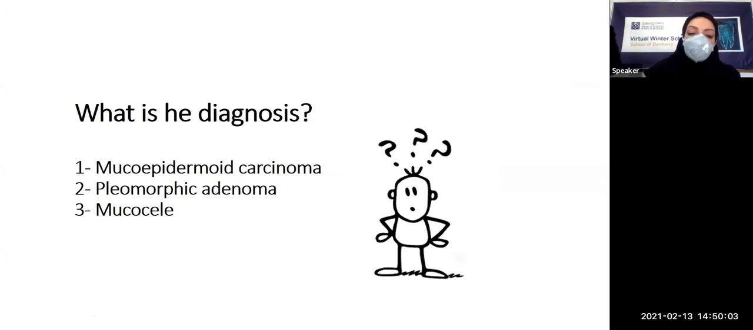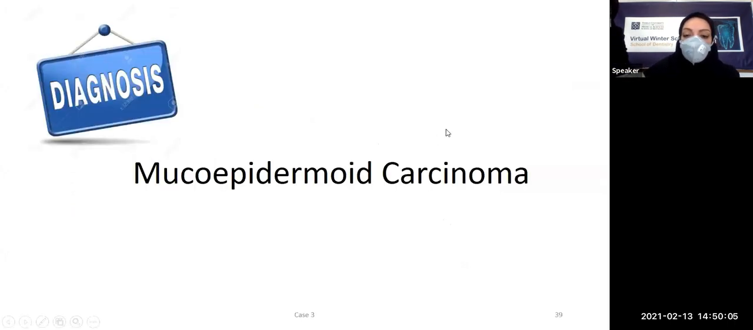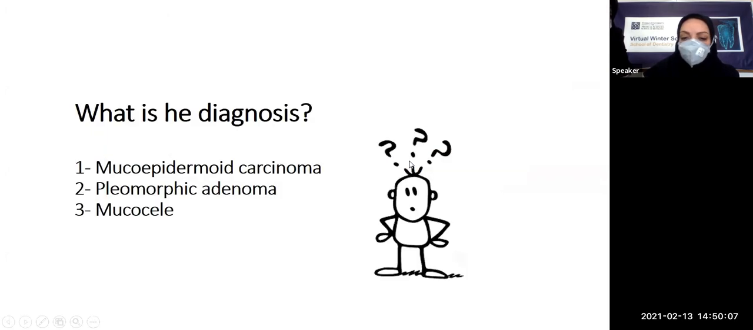So if you think it is a malignant lesion, you can send, okay, this is the answer. You can send 1 if you think it's a benign tumor, pleomorphic adenoma. Send 2 in the chat box, or if you think it's mucosal, as you can see, there are lots of mucin-producing cells lining the cystic spaces, then you can type 3 in the chat box.